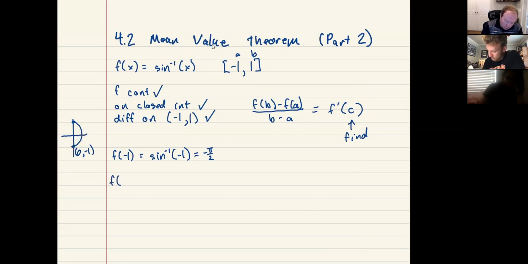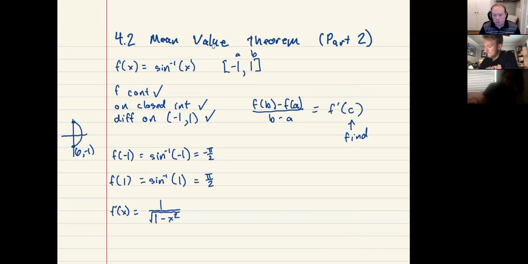In a similar manner, we compute f of 1, which is arc sine of 1, up at the top of the unit circle, so it's π/2. So we've computed f of a and f of b. And recall that the derivative of arc sine does not involve trig functions, it is 1 over the square root of 1 minus x squared. So this is the setup to use the mean value theorem.